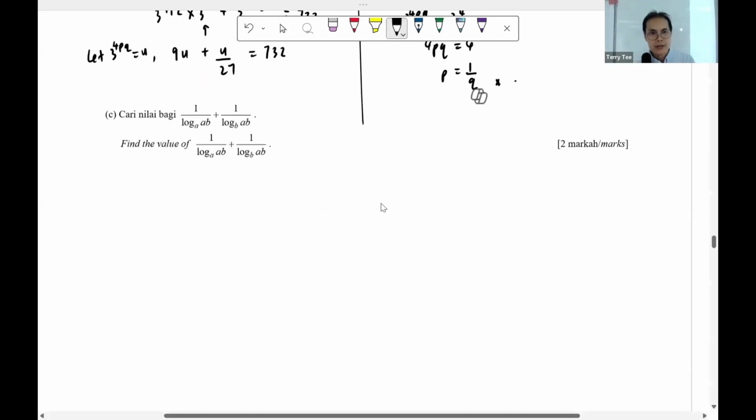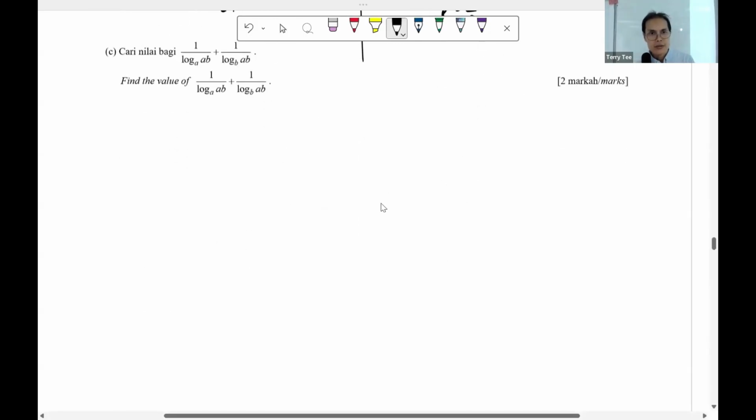Let's move on to part C. This one involving logarithm, right? So remember laws of logarithm. We can use the formula for changing base here. Why? I can see that you have base A and base B. They have different bases. So you're going to change to the same base.